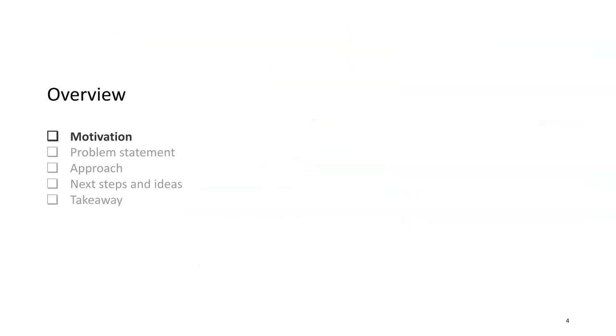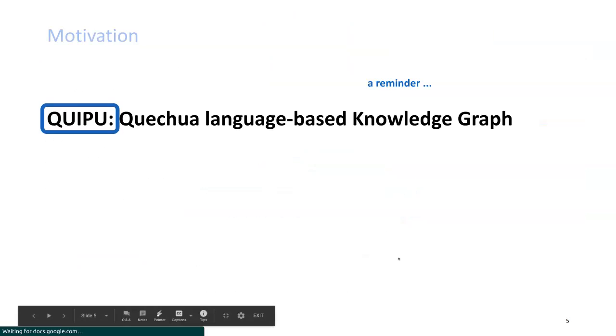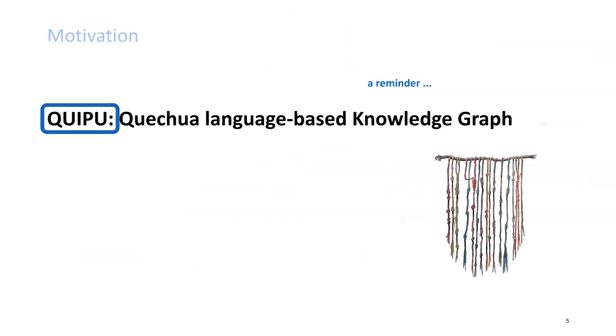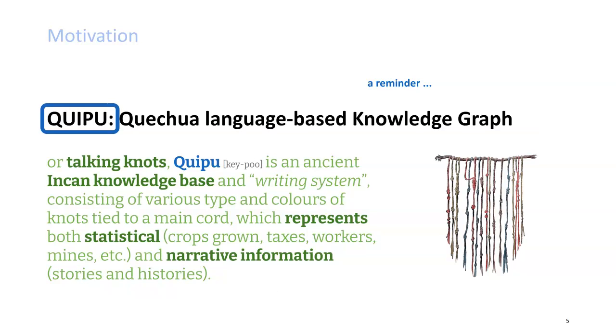Why am I doing this? First of all, I want to remind what a Quipu means. A Quipu is an Incan knowledge base and perhaps a writing system that represents statistical and narrative information. This Quipu was developed during the Inca Empire, perhaps before, and it's currently still used by some Quechua towns in the Andes.